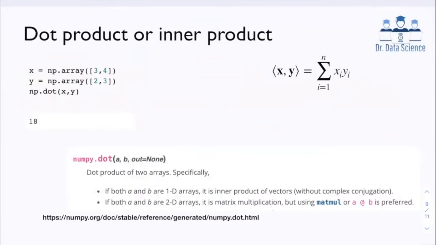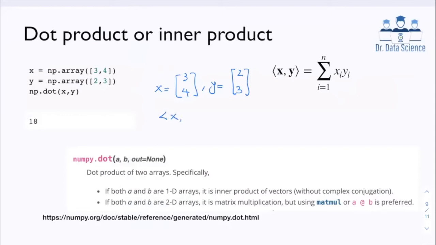The other operation that is extremely important in machine learning, and you see it in linear regression, you even see it in neural networks and deep learning, is dot product or inner product. So dot product or inner product is defined for one-dimensional arrays of the same length. So here I create a one-dimensional array X, which has two elements, 3 and 4. And then I create another one which has two elements, 2 and 3. So the first thing is that both of them have two elements in one dimension. So this means that they have the same length.